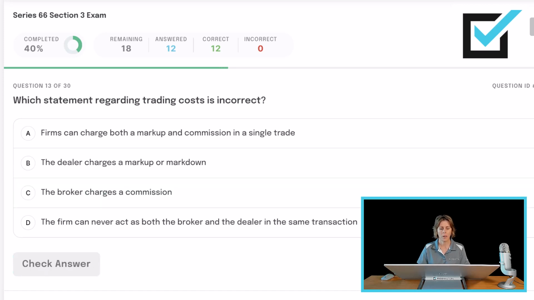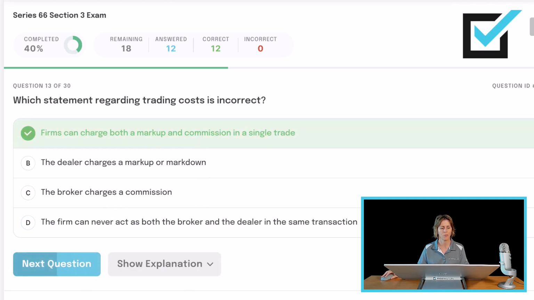Which statement regarding trading costs is incorrect? Firms can charge both a markup and commission in a single trade. That's incorrect. Let's check the rest. The dealer charges a markup or markdown. The broker charges a commission. The firm can never act as both the broker and the dealer in the same transaction. So those final three are all true. The one that is incorrect, this is false. The firm is not allowed to charge both a markup and a commission in a single trade.